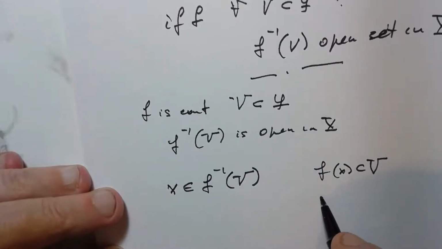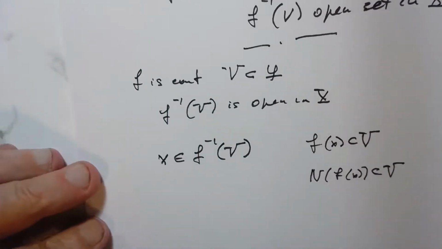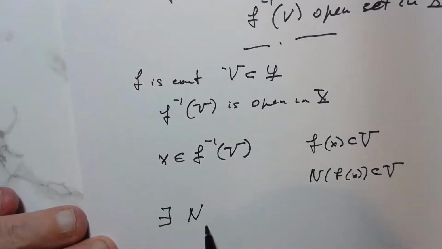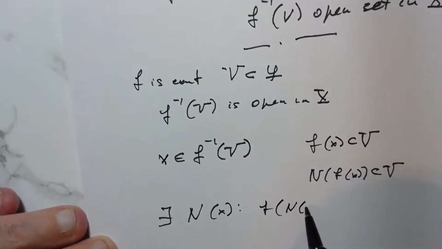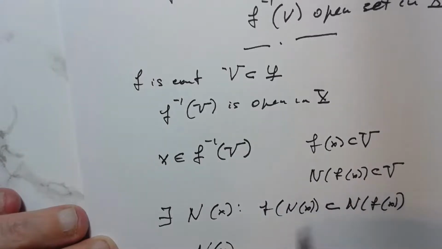So I'm going to take an arbitrary neighborhood of this point f of x in V. Such a neighborhood exists. I hope you agree with that, because V is open, and then there exists a neighborhood of x such that f maps this neighborhood of x into the neighborhood of f of x, which means what? Which means that every point of this neighborhood of x, f maps into this neighborhood.